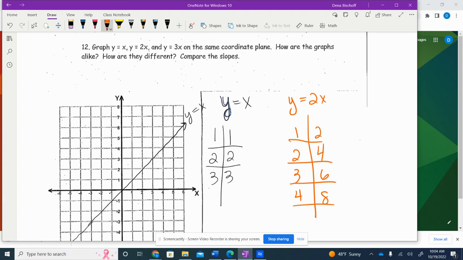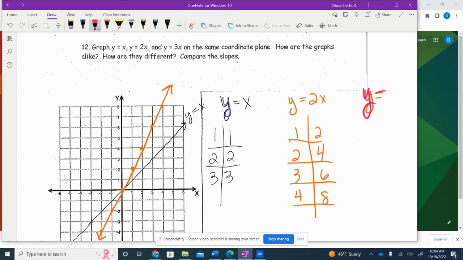So that's the equation. When x is 1, y is 2. When x is 2, y is 4. When x is 3, y is 6. And when x is 4, y is 8. And of course, when x is 0, y is 0. So that's the equation that looks like this, a slope of 2. My slope is 2. And then the last one, sorry, I want to change the colors.